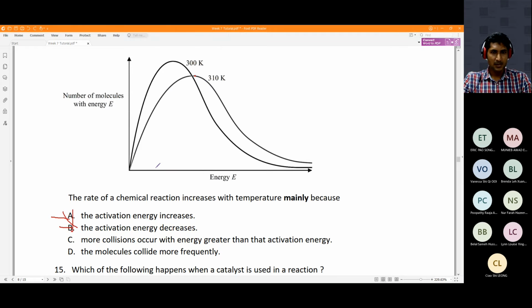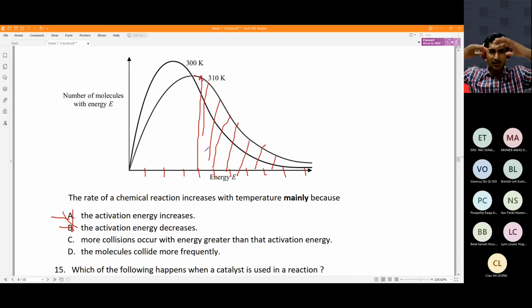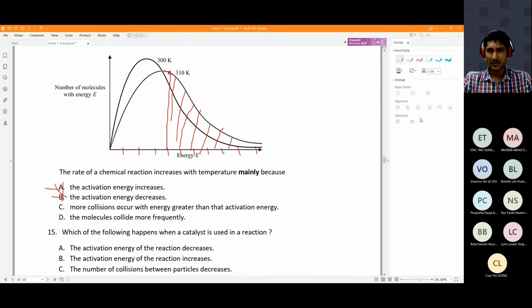So this is energy 1, 2, 3, 4, 5, 6, 7, 8, 9, 10. Out of this 10, take any position, let's say we take position 4. In this case, there are more particles under this 310K curve, because the curve is fatter in that sense. But 300K is not that fat, so it will have fewer particles under it. And that is why it is the correct answer.